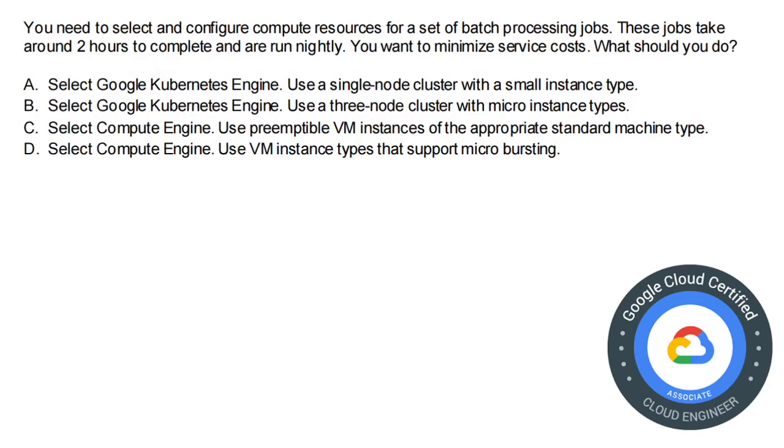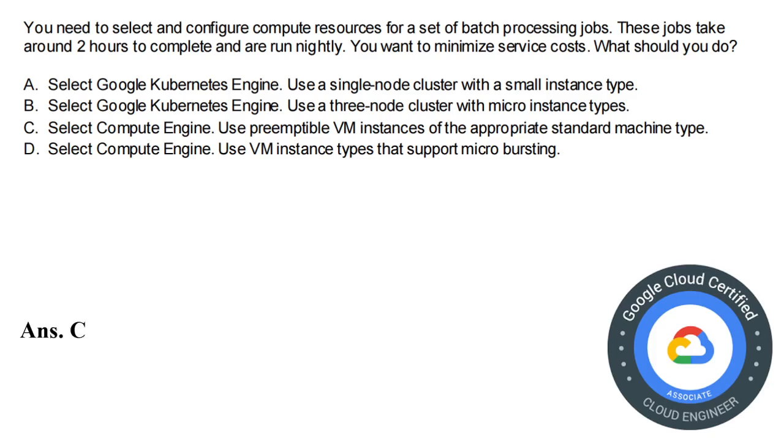You need to select and configure compute resources for a set of batch processing jobs. These jobs take around 2 hours to complete and are run nightly. You want to minimize service cost. What should you do? So the jobs are running nightly and it takes 2 hours to complete. What you want to do is minimize the service cost.